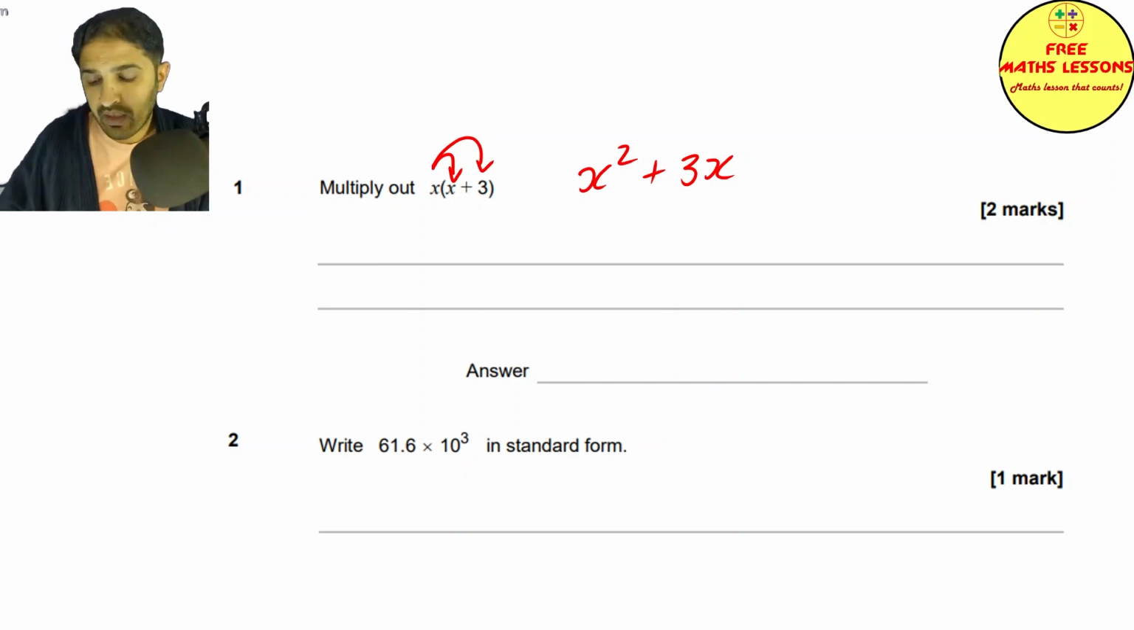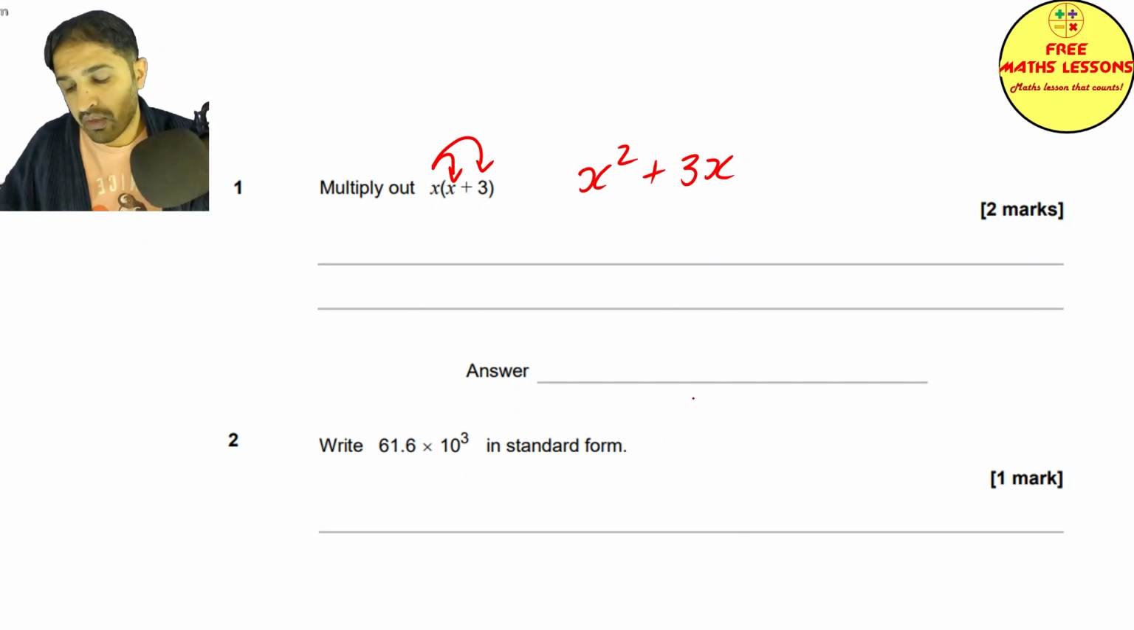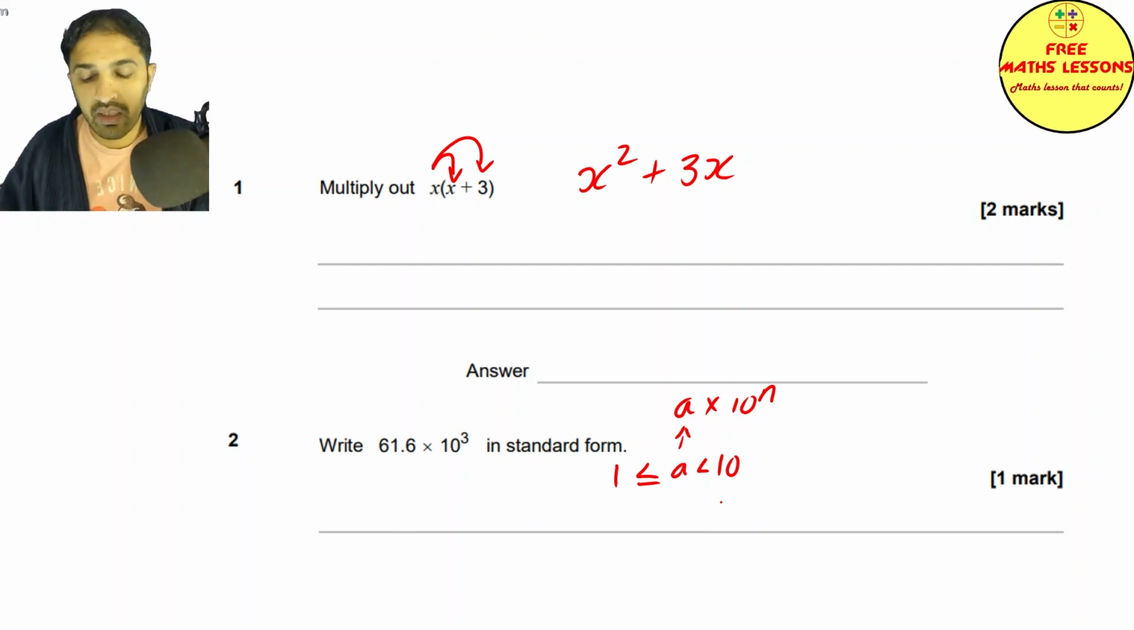Okay. Next one, you're writing a number in standard form. So if you're writing a number in standard form, then it always has to be in that form: a multiplied by 10 to the power n. n can be any number, positive, negative, 0. And then a has to be between 1 and 10. So it has to be strictly less than 10 and bigger than or equal to 1. So it can be 1, but it can't be 10.